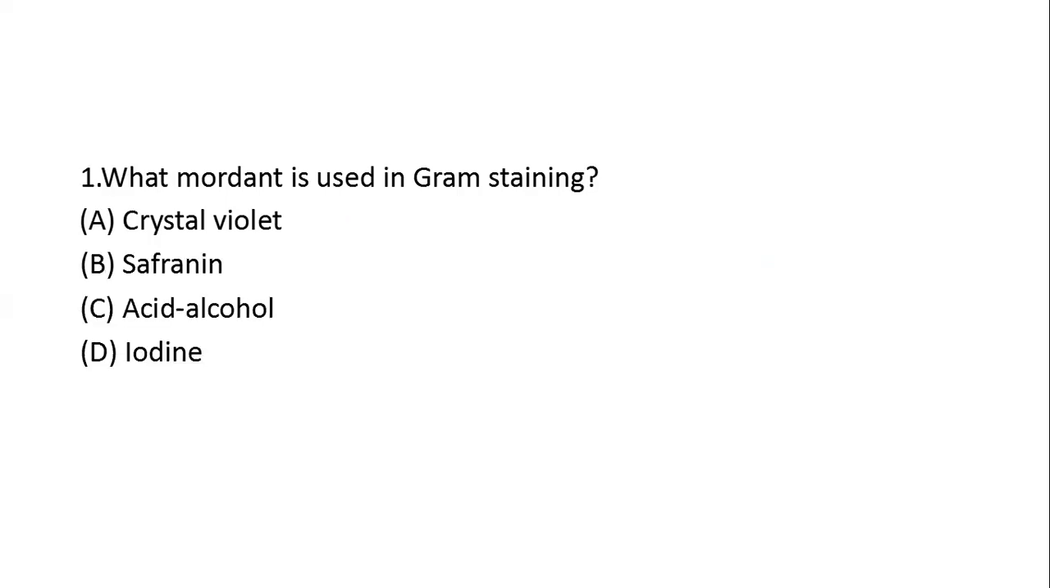Question number 1. What mordant is used in the gram staining? Option A, crystal violet. Option B, safranin. Option C, acid alcohol. Option D, iodine. So here the right answer is iodine. Crystal violet is the primary stain and safranin is the counter stain. Acid alcohol is the decolorizer and iodine is the mordant stain.